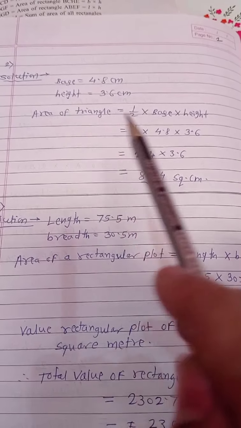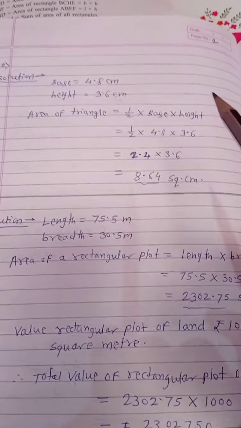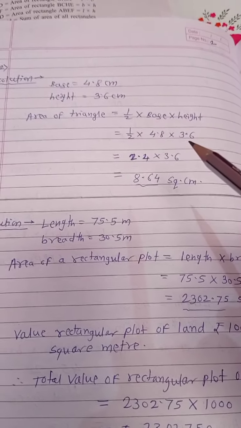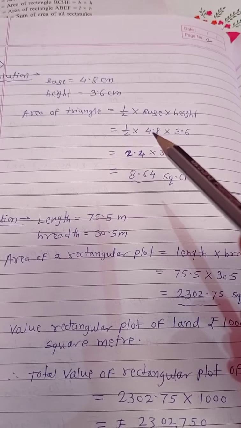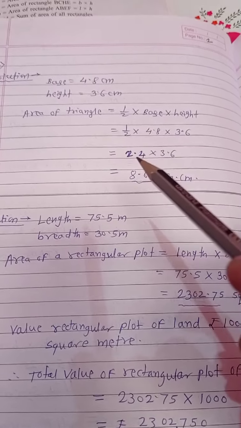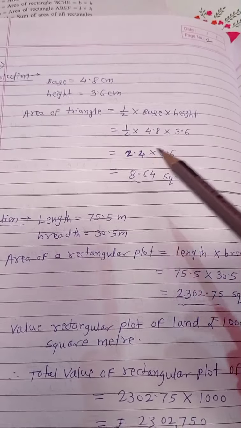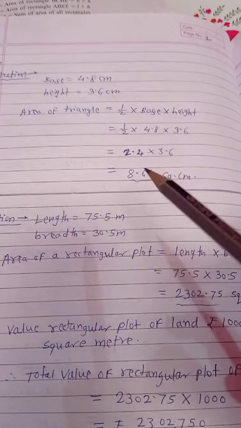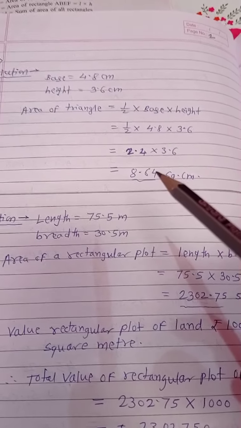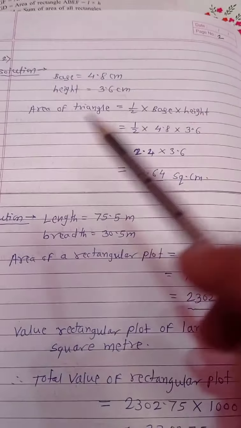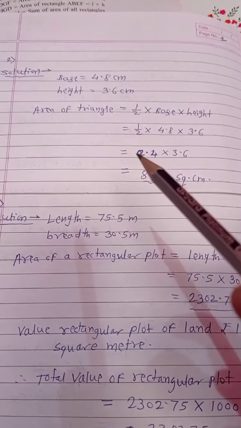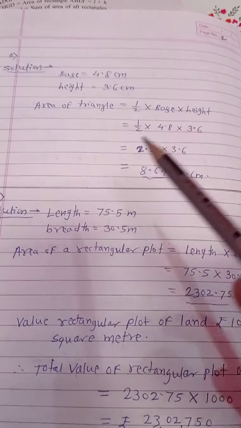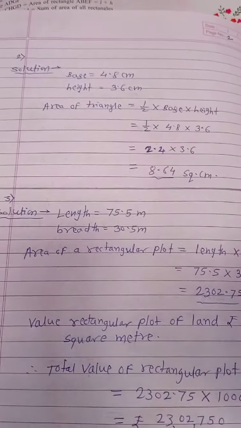See here, the area of a triangle formula is 1 upon 2 base into height. 1 upon 2, base they have given 4.8, height they have given 3.6, and here you divide this 4.8 by 2 and get 2.4, and 2.4 multiplied by 3.6. After doing this calculation, we'll get the answer 8.64 square centimeter. This way an easy calculation will be there, and your table must be perfect, then only you will understand how to divide these things. Okay, this is about the second question.